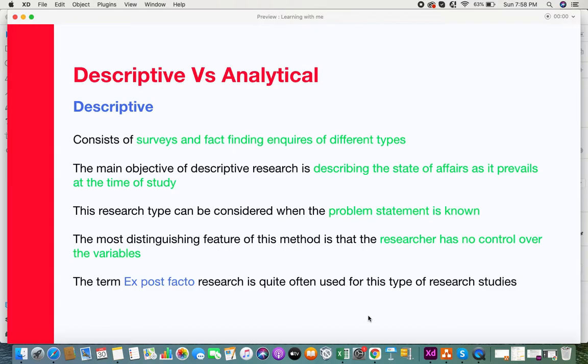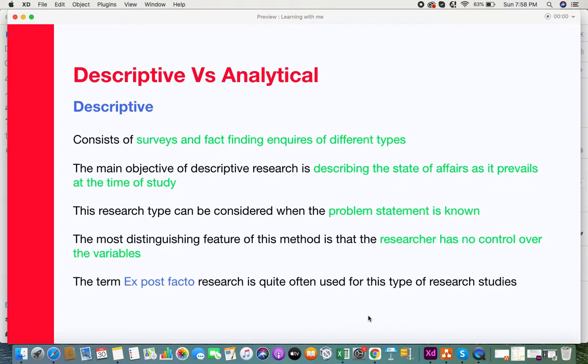All these are scenarios in which you need to collect information about a particular problem, event, entity or process. When you want to collect information about something, then you would go in for descriptive research. So that's what it says: it consists of surveys and fact-finding inquiries of different types.